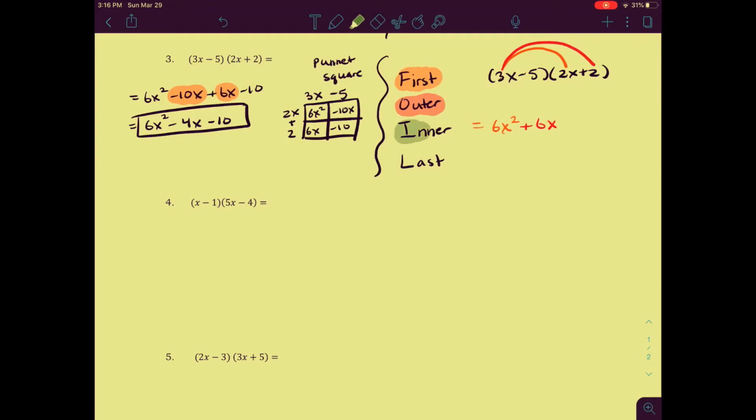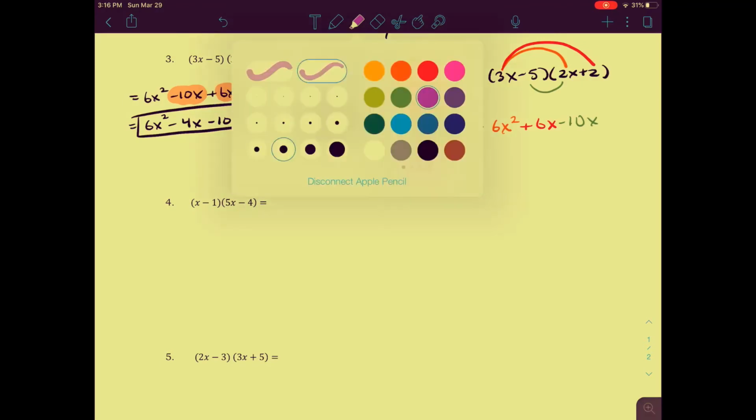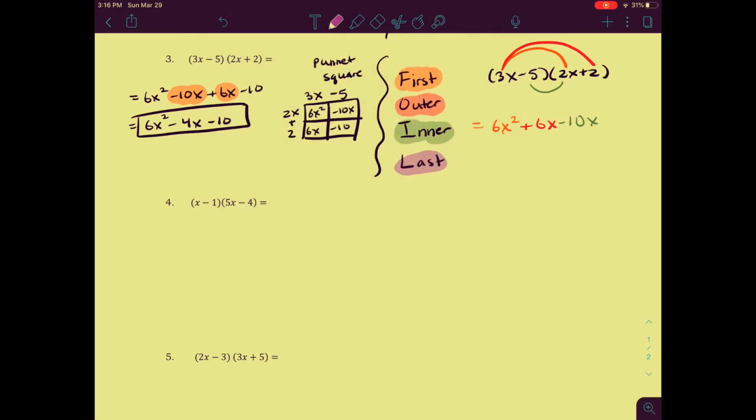After O, we're going to move on to the I, which stands for inner. And what that means is we're going to multiply the two terms that are toward the inside, right? The innermost terms. Negative 5 times 2x will give me negative 10x. And then finally, we're at L, which is last. And what we're going to do there is we're going to multiply the last terms of each binomial. So negative 5 times positive 2 gives me negative 10.